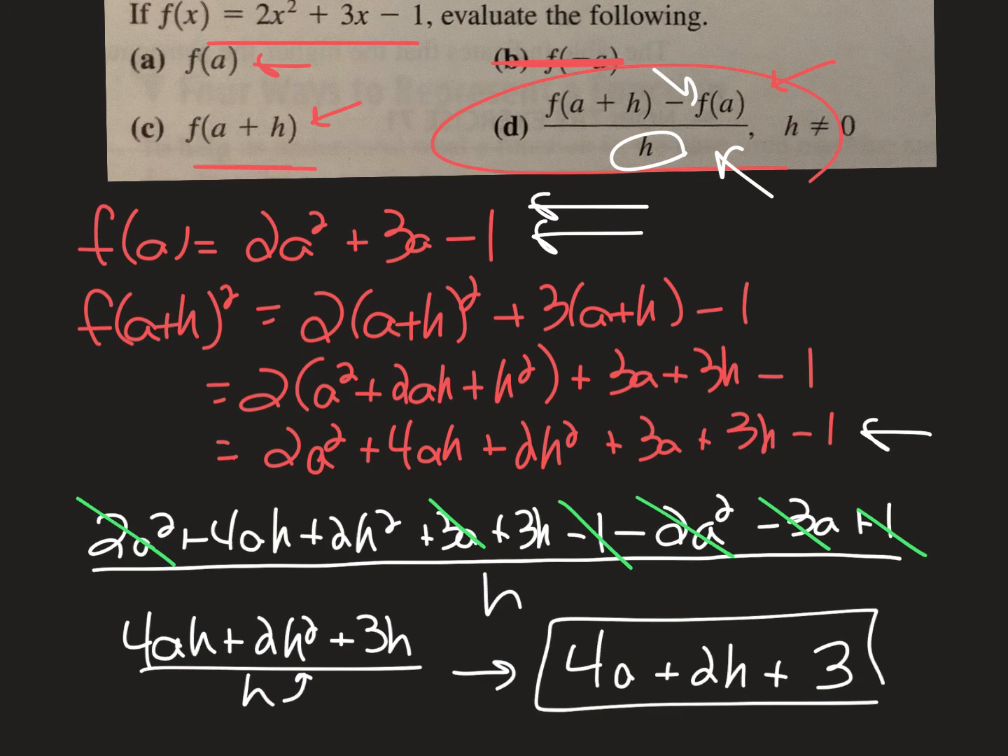All you got to do is that right there. So that's why they broke it down for you. F of a plus h, and then do the difference quotient. All that stuff put together all over h. All right? It's going to be fun.